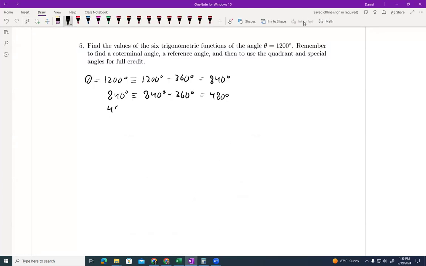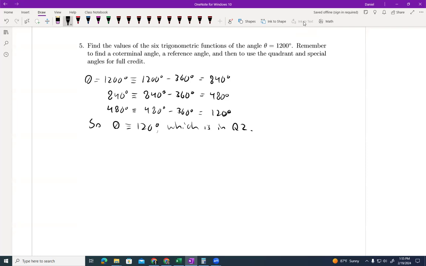And now 480 degrees is coterminal with 480 degrees minus 360 degrees, which will be 120 degrees. Okay. So now we have found an angle between 0 and 360 degrees that theta is coterminal with, right? So theta is coterminal with 120 degrees. And I'll note that this is in quadrant 2. Why do I care that it's in quadrant 2?